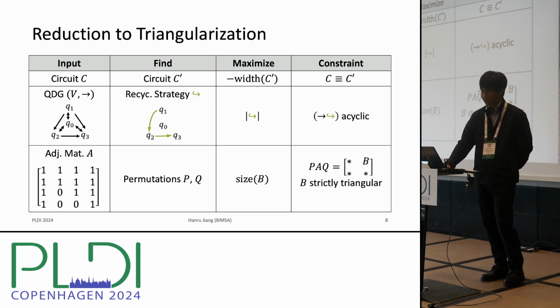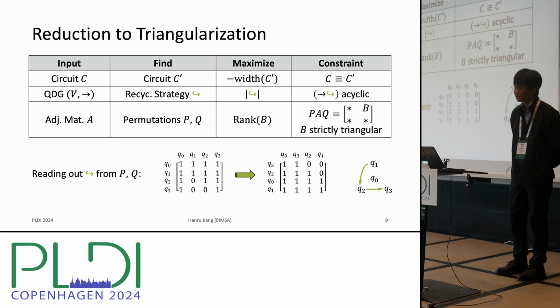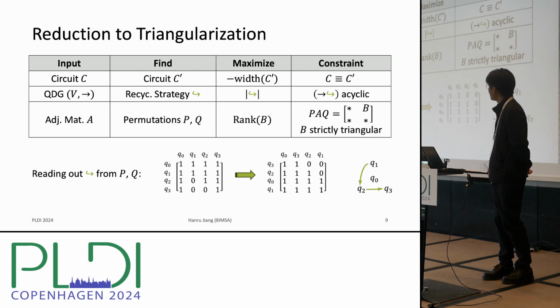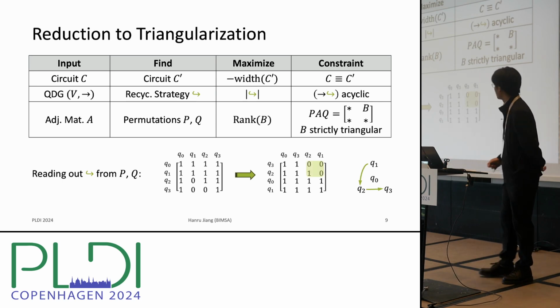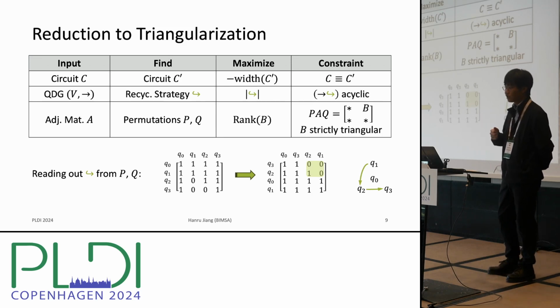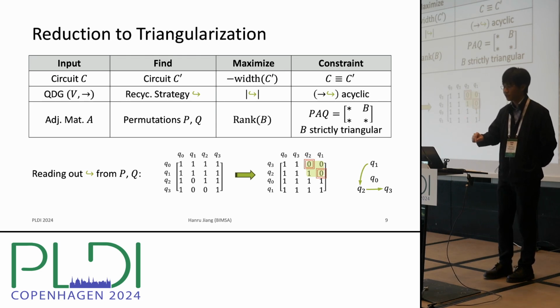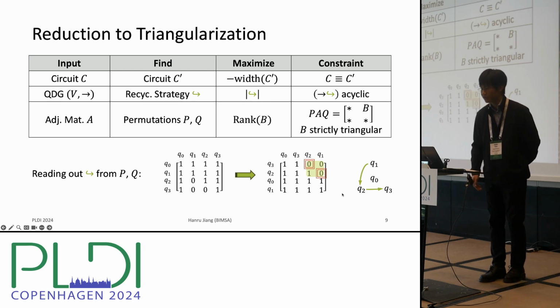I won't delve into details of how we achieve that, but to illustrate, let's use our previous example. So we first label the columns and rows by the corresponding qubits. And then we do column and row permutations independently to put the zeros to the upper right corner. And once we obtain this green submatrix, which is strictly triangular, we read out the recycling strategy from its diagonal elements. For example, the element with row index Q2 and column index Q1 corresponds to the recycling edge from Q1 to Q2. And that's how we recover the recycling strategy from the permutations.